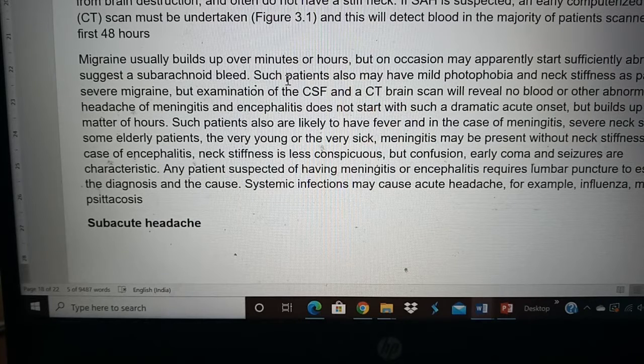The people with migraine may have neck stiffness and photophobia and all those things, but if they undergo a CT brain, there will be no abnormality. The CSF, cerebrospinal fluid, will have no abnormality. So that differentiates from migraine and other headaches. Those with migraine usually have it repeatedly. So that is how we differentiate between a person having migraine and acute headache due to intracranial bleed.